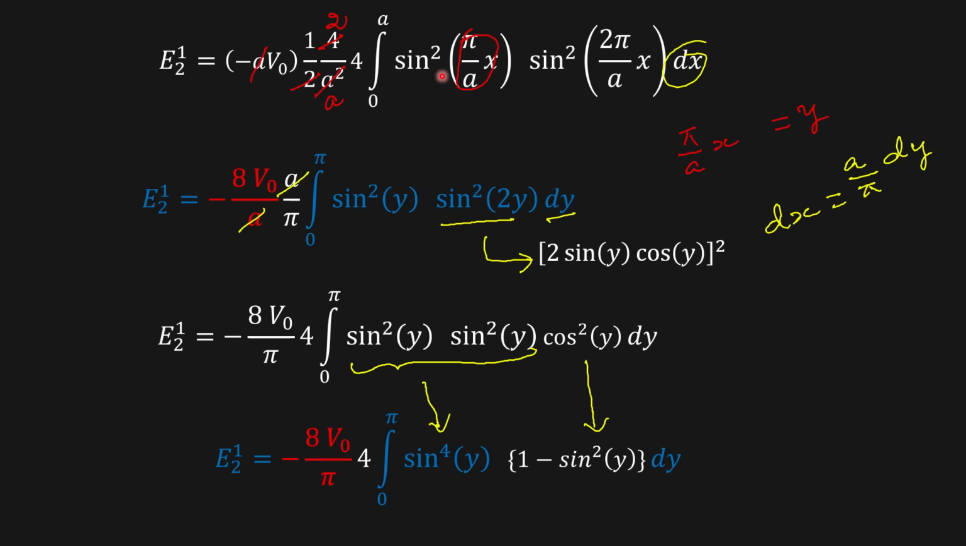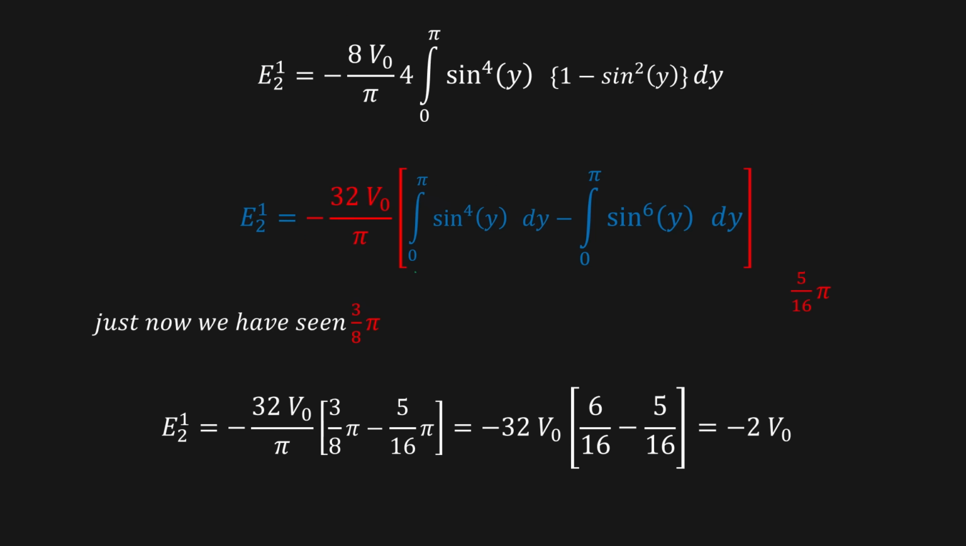Now we will further simplify this. Now we got this expression. Here you can multiply 8 into 4, and you will get minus 32 V0 over pi. This I can separate into two integrals. One is sine power 4y dy. Another one is sine power 4y into sine squared y, which is sine power 6y. But we have seen already the value for sine power 4y dy is equal to 3 over 8 pi. In the previous section we have seen 3 over 8 pi.